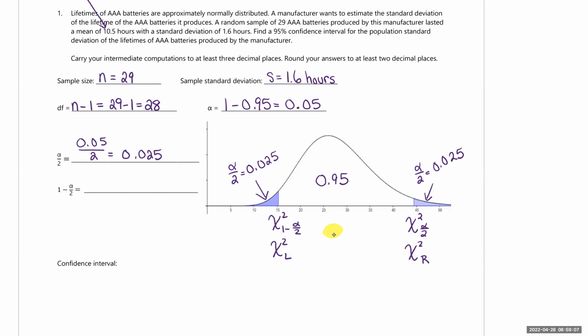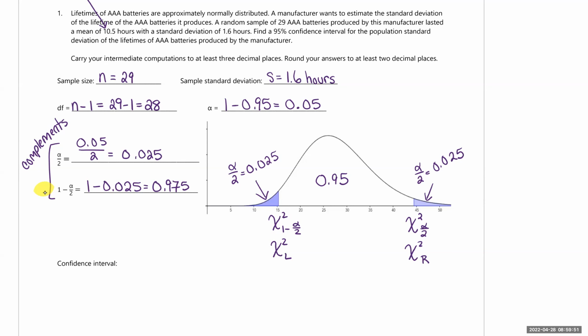So we find these numbers in our table. To look up chi-square alpha over 2, we'll go to the table and look for this alpha over 2 value, 0.025. And then to find the other value, we need to look up 1 minus alpha over 2. So 1 minus 0.025 is 0.975. So these two numbers are complements: alpha over 2, 1 minus alpha over 2. And in your table, those complements you'll see are a pair of values.